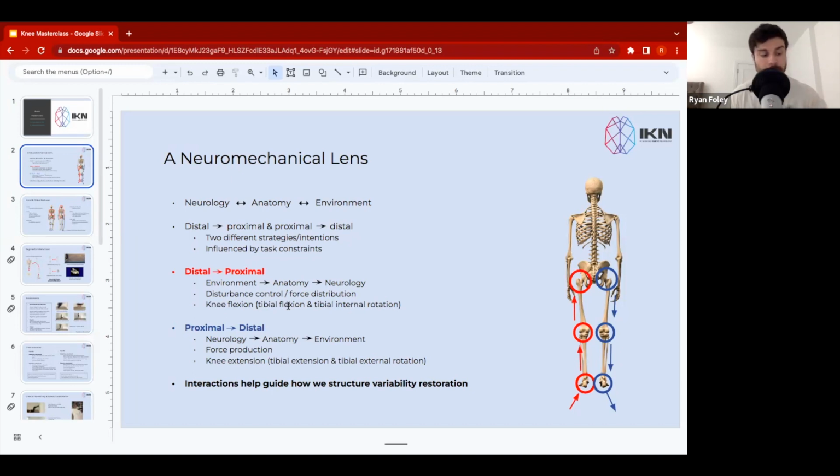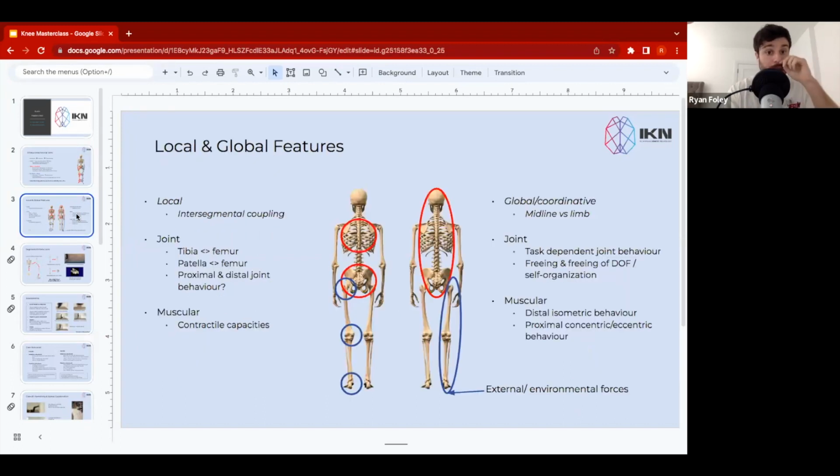Okay, and we can look at variability through two different lenses. We can look at it from a muscular standpoint and a kinematic or joint segmental standpoint. We need to always appreciate both. So if we dive into the local and global features, we like to separate features from a local and global or coordinative standpoint here. From a local standpoint, we're looking at the local interactions around the joint complex in question.